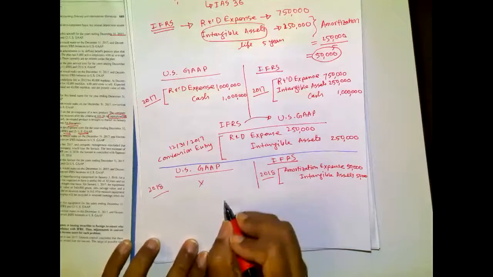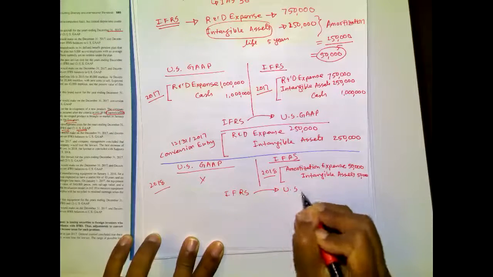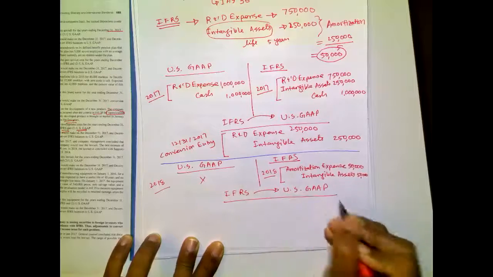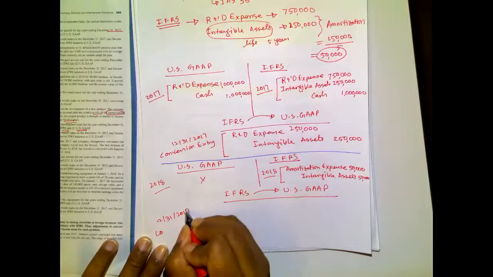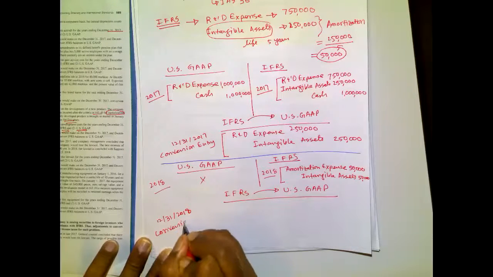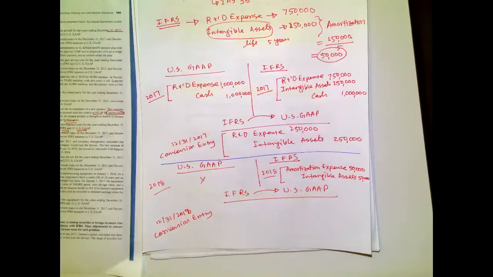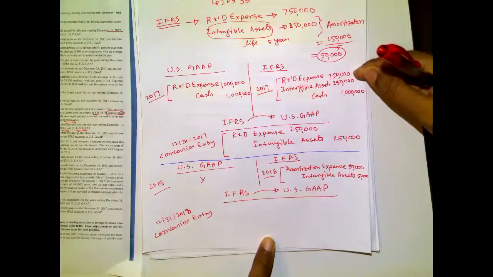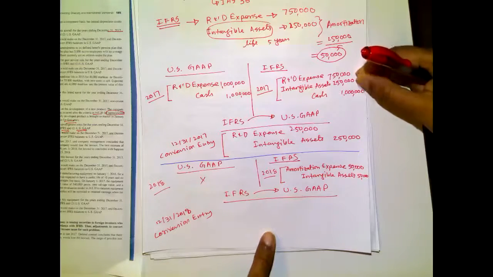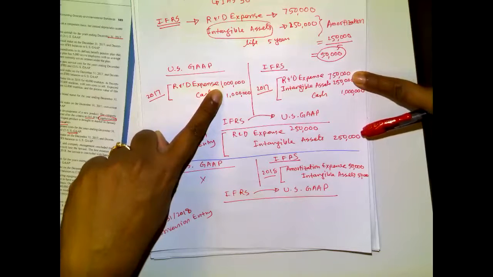Now, what would be the conversion entry, if you need to convert from IFRS to US GAAP? And again, conversion we do at the end of the year 2018. This is 2018. I'll show you the conversion entry. Now, we will remember the same logic. Look, what happened in the first year? In the first year, if you look at these two numbers I'm pointing to, IFRS's R&D expense was lower by 250.